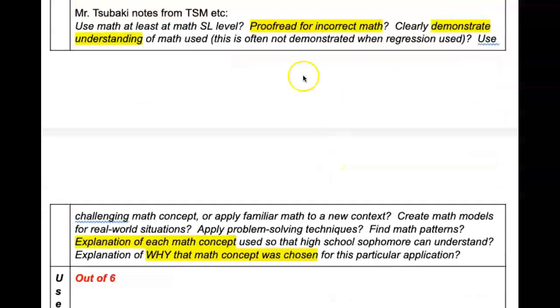My comments on use of maths. It definitely needs to be proofread to see if the math is correct. Your one chance to do that is on the rough draft. On the rough draft, I'm going to do a very thorough job of making sure your math is correct. If it's not, I'm going to point out to you where the mistakes are.